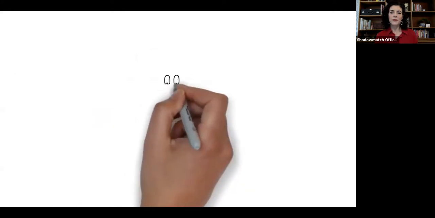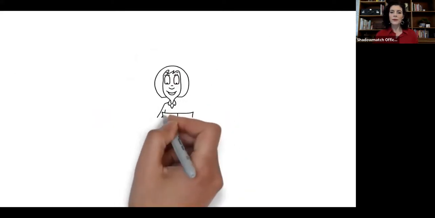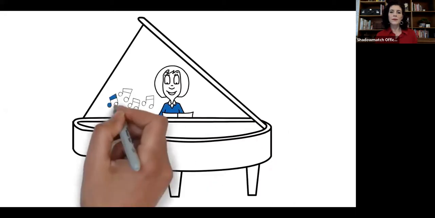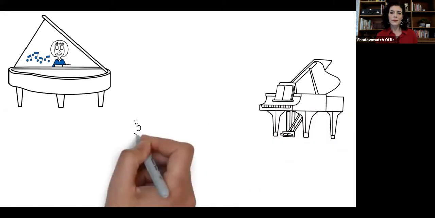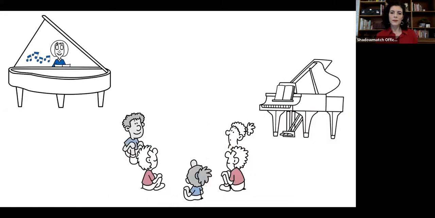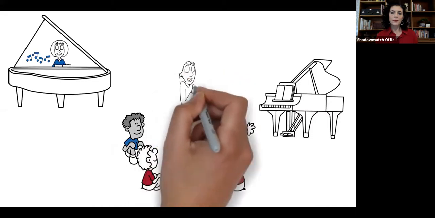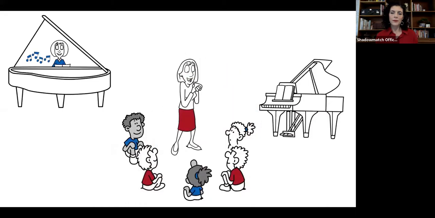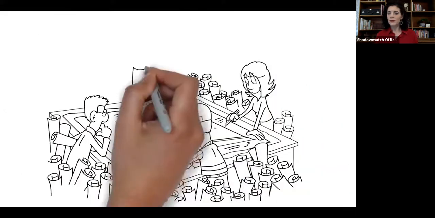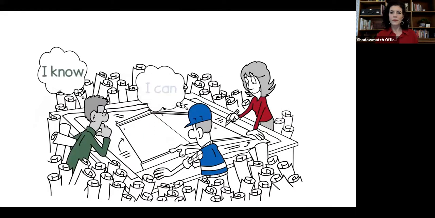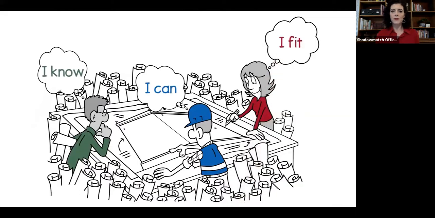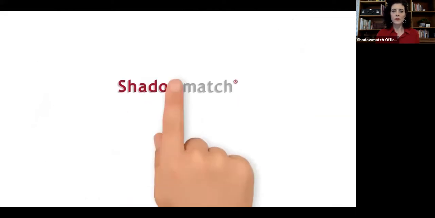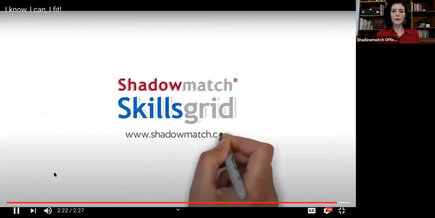Let me give you a second example. A musician has the knowledge to read and understand sheet music and the skill to play the piano. Does this mean that all pianists will be equally good at teaching music to kids at a nursery school? No. For this job, a specific and unique combination of habits are necessary. Remember, people are successful and become confident in what they do when they have the knowledge, the skill to execute the task, and the behavioral patterns that fit the environment where the job needs to be done. Shadowmatch and Skillsgrid can assist in ensuring success for all.